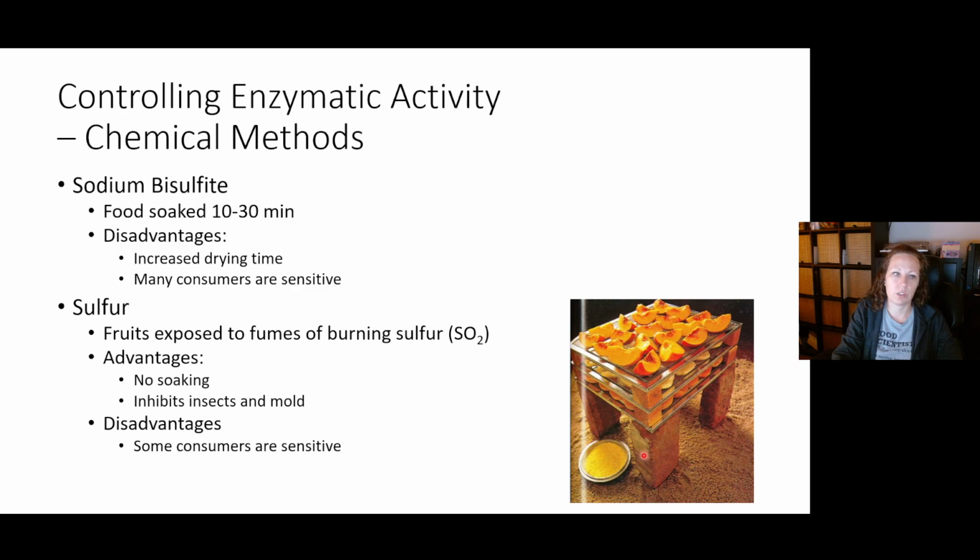Disadvantages, however, is just like sodium bisulfite, some consumers are sensitive to this being in their food, and so that can cause some issues. And the other disadvantage is that it does destroy thiamine, so it reduces the nutritive value of the foods.